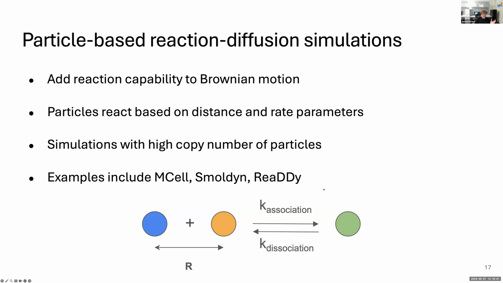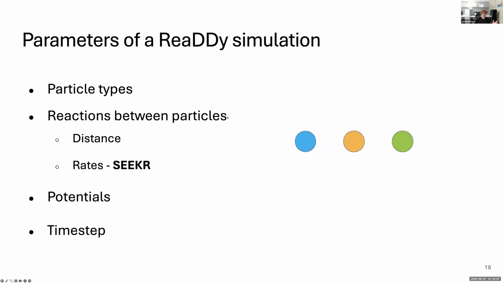Some examples of these reaction diffusion simulation engines are MCell, Smoldyn, and ReaDDy. I plan to use ReaDDy for this, but you could take these rate constants and use them in any of these programs. So just to show what this looks like, we take our particle types.